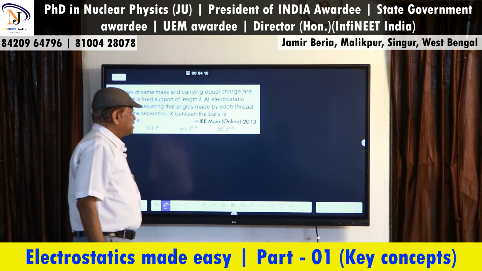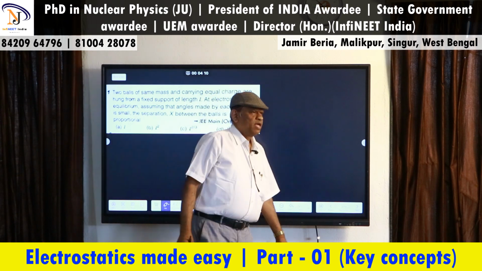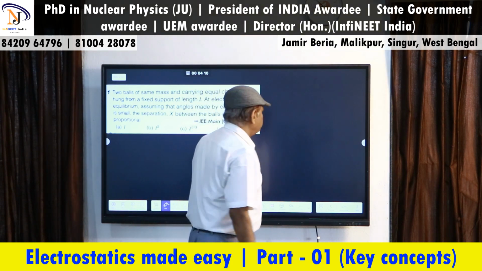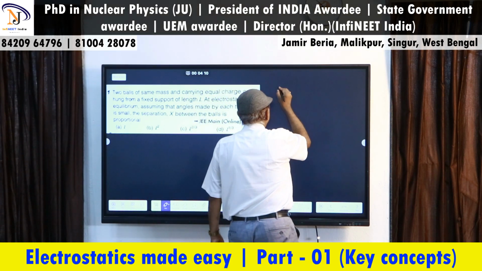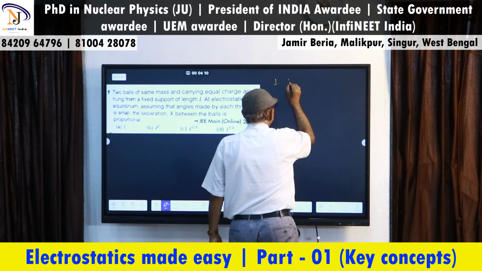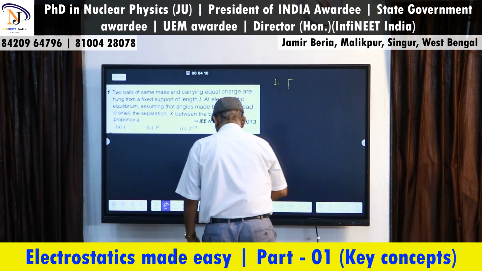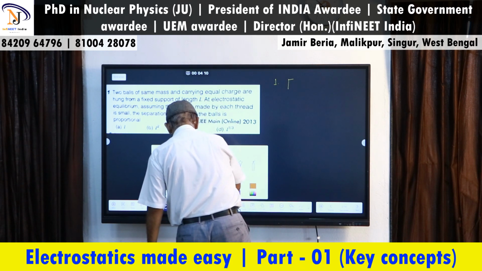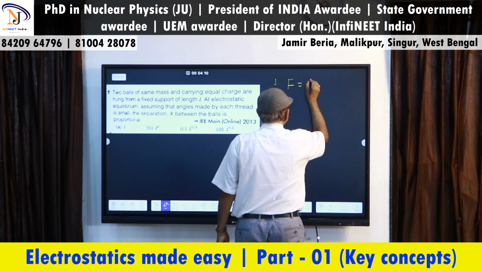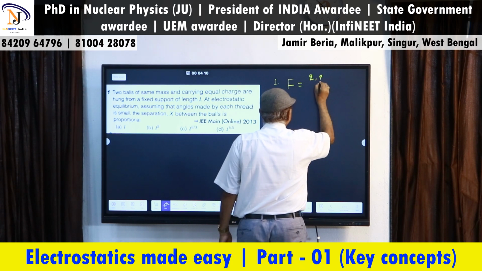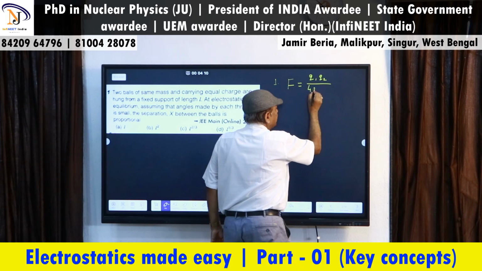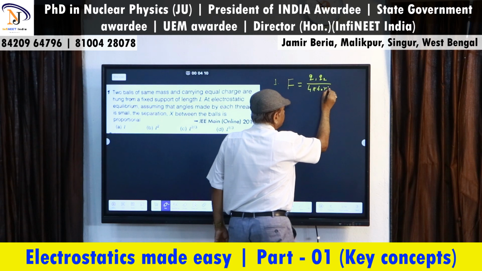Now I will write some basic formulae. Thereafter I will do some problems. Okay, what are those basic formulae? Formula number 1, very easy formula, that is Coulomb's law. F equals to Q1 Q2 by 4 pi epsilon naught r square.